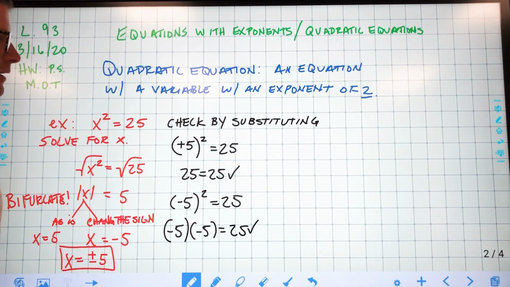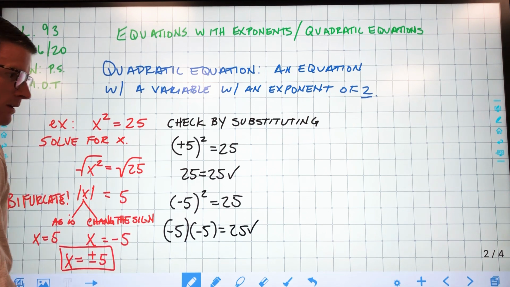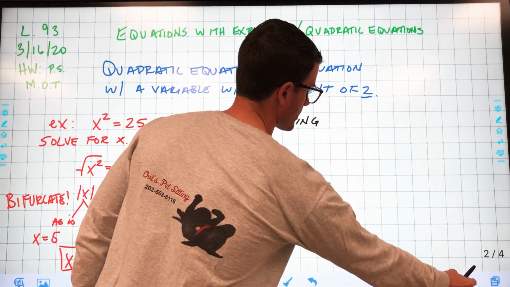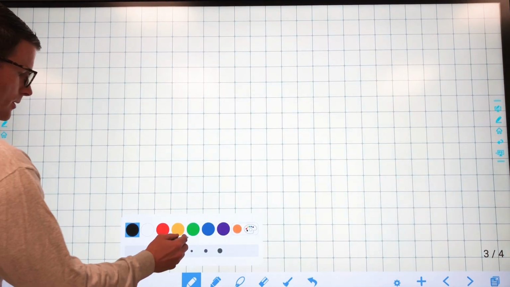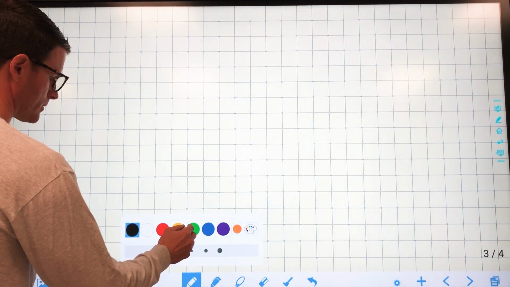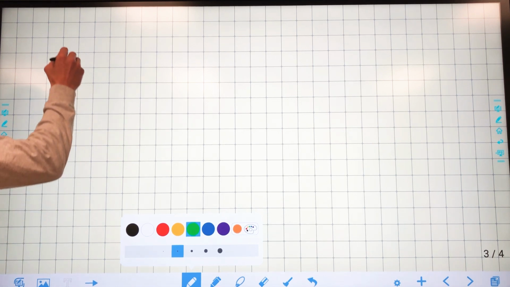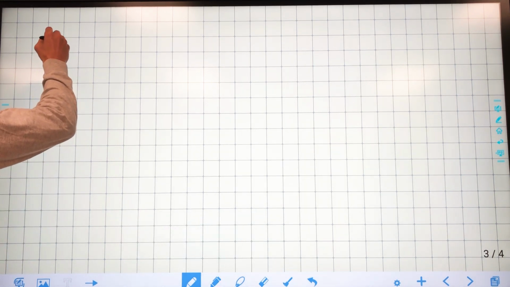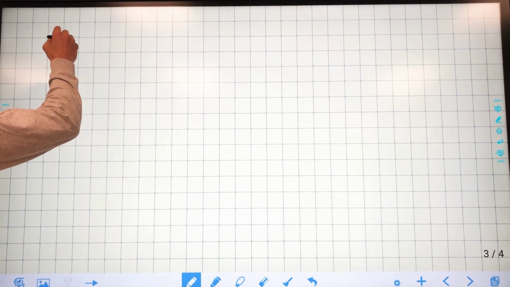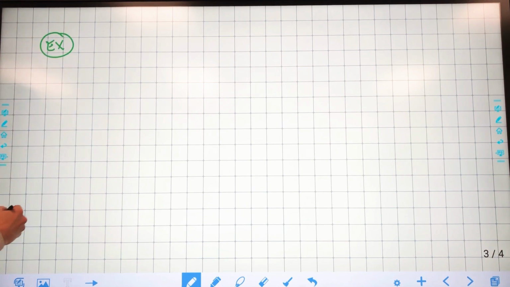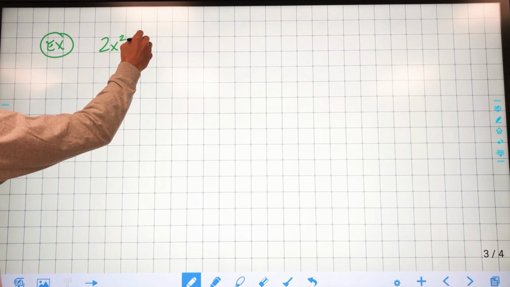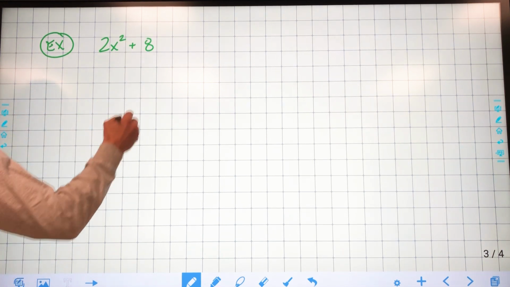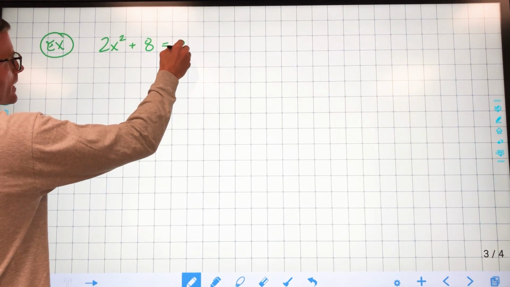Okay, let's do another one. Let's get a little bit trickier here. So I'm going to go to my next slide. All right, and let's go green, and we're going to go with our second example. Here we go. Let's take 2x squared plus 8 equals 80.